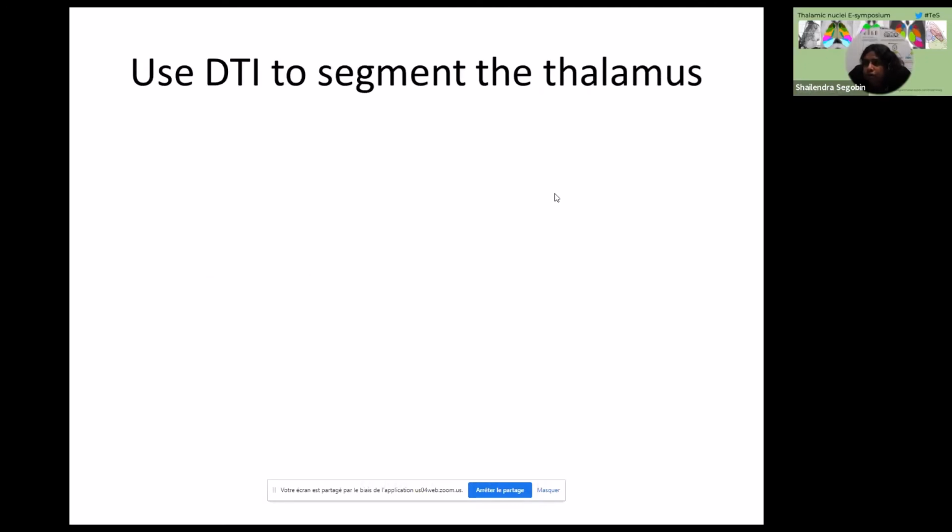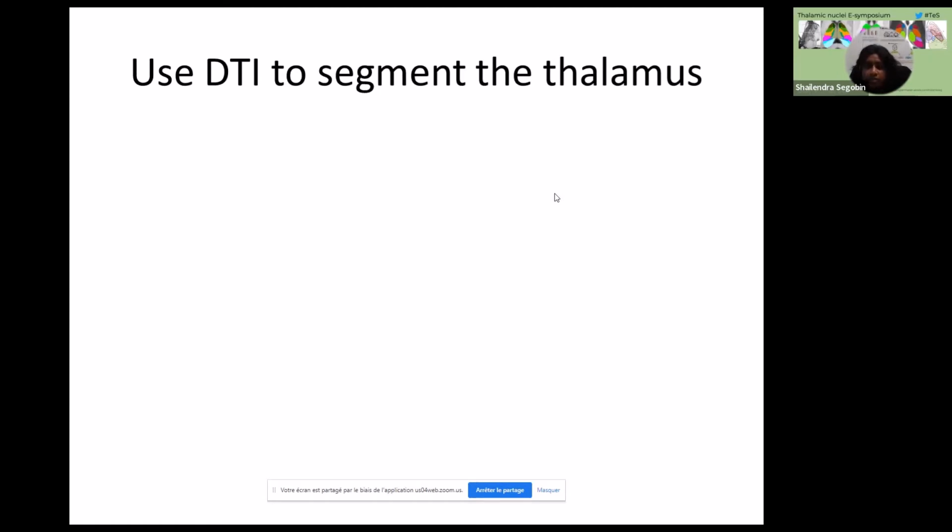Well, before I look at some data where we had some fun measuring thalamic nuclei volumes using different atlases, I will present to you a method we used using DTI to actually segment the thalamus.